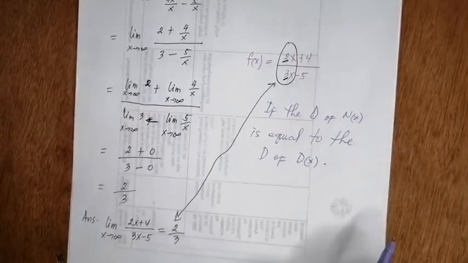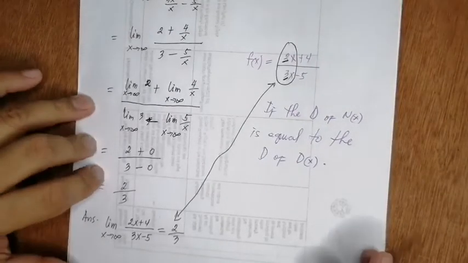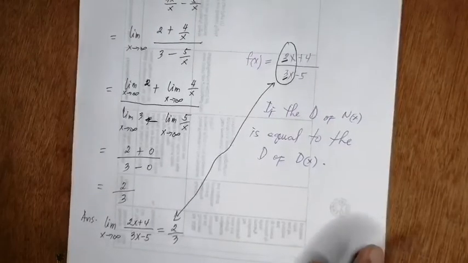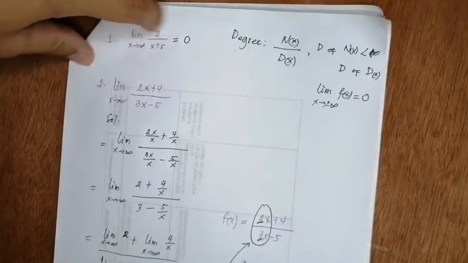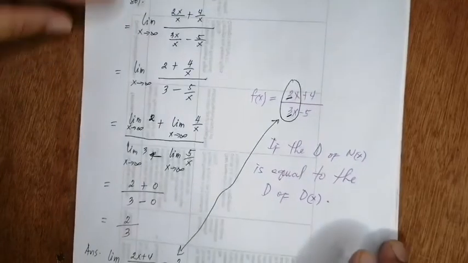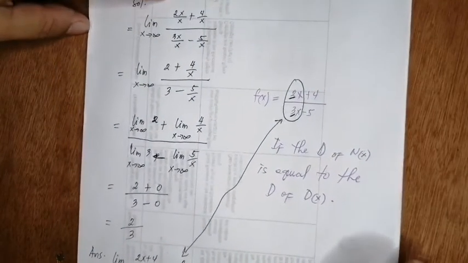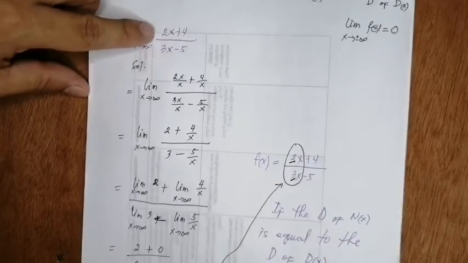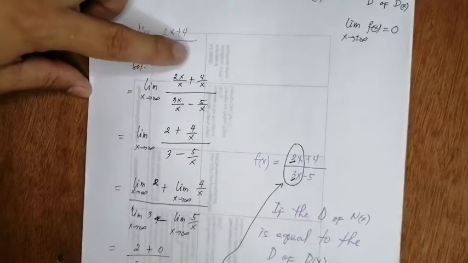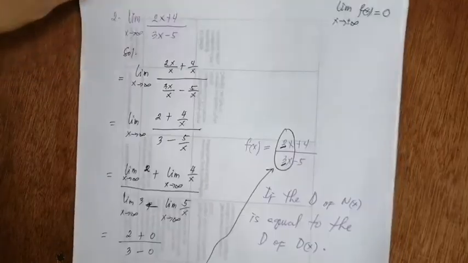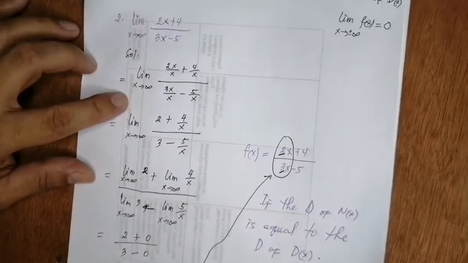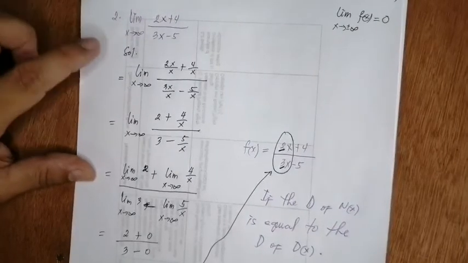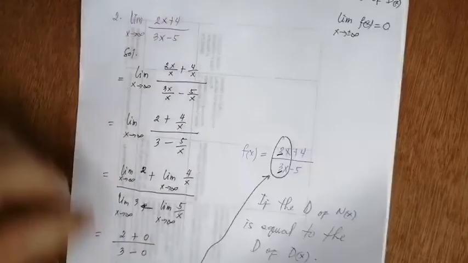So, let's move to another example. Kanina, ang degree ng numerator ay mas mababa sa denominator, so automatically 0. Kapag same ang kanilang degree, tulad nito, same ang kanilang degree, ayan. So, ang mangyayari, magdi-divide tayo ng variable sa numerator and denominator. Kung ano yung degree ng denominator.